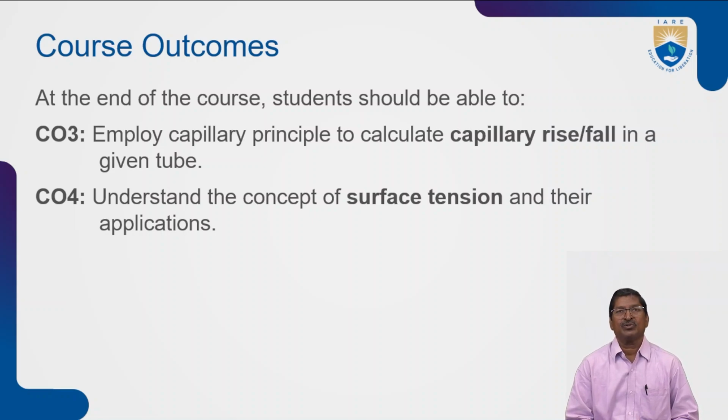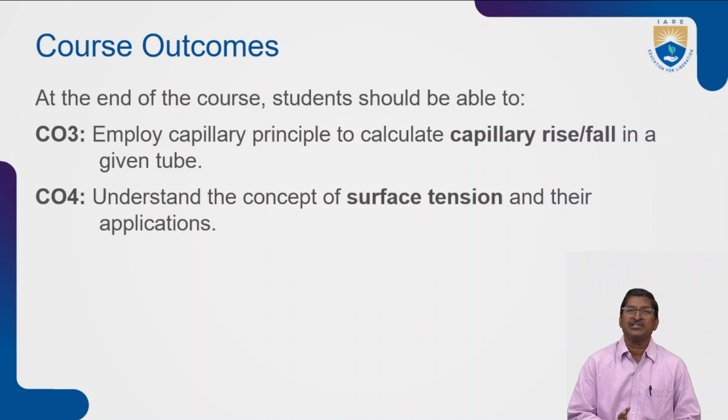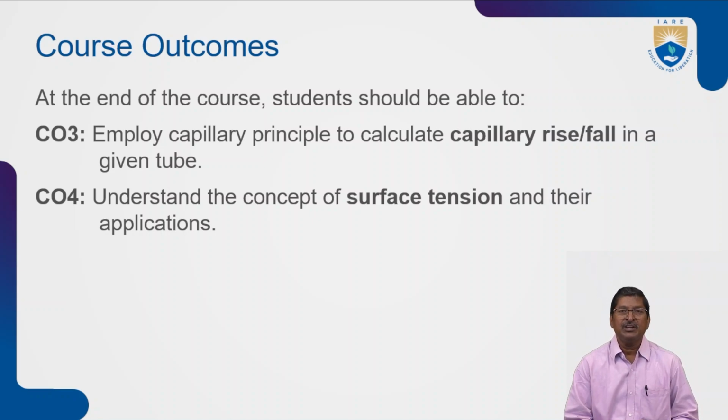Then course outcome 4 is surface tension and its applications. Surface tension, as the name itself says, means any fluid at its top surface will have tension. How much tension is there, and in what direction the tension acts. Those details will come in course outcome 4.